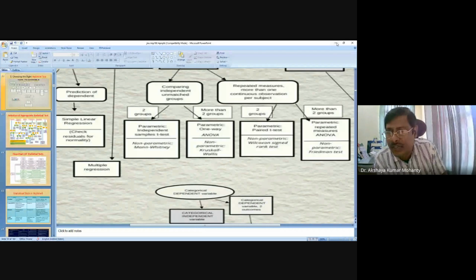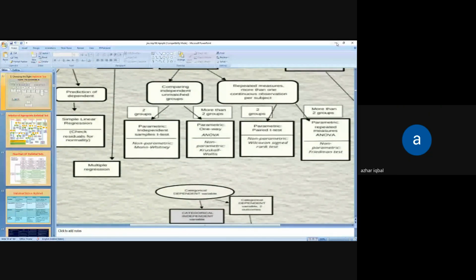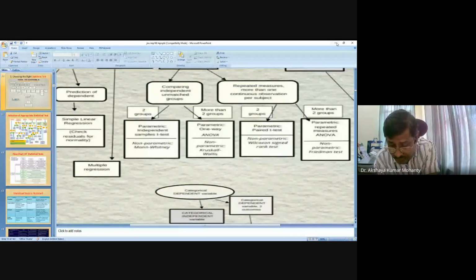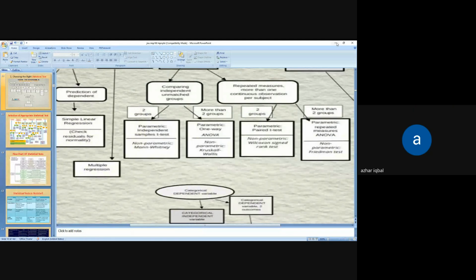Anybody else, please? Yes, sir, I have one question. You have told that when there are more than 5 groups, we have to use the chi-square test. Sir, can you explain with an example? Listen to me: not more than 5, but greater than or equal to 5 groups. The minimum should be 5. Sir, can you explain with an example?